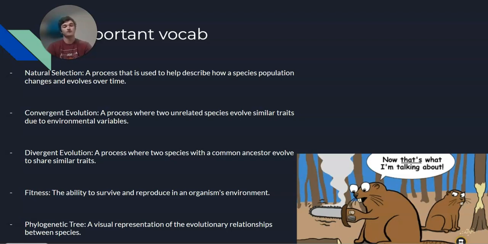Fitness is the ability of an organism to survive and reproduce in its environment. That allows it to produce positive traits for the species that will go on to the next generation. And finally, a phylogenetic tree is a visual representation of the evolutionary relationship between species. We will see more phylogenetic trees in the future.